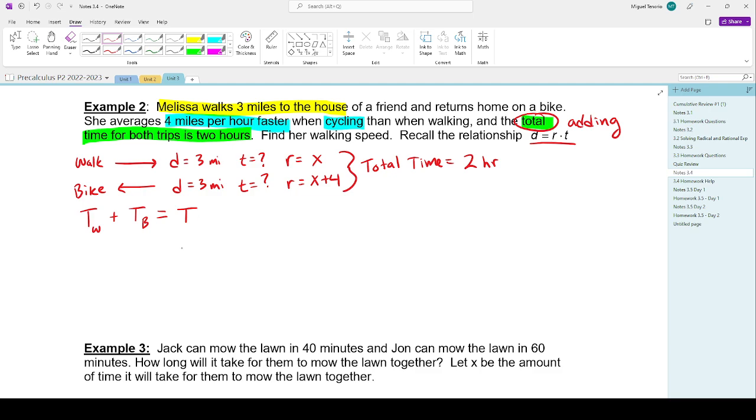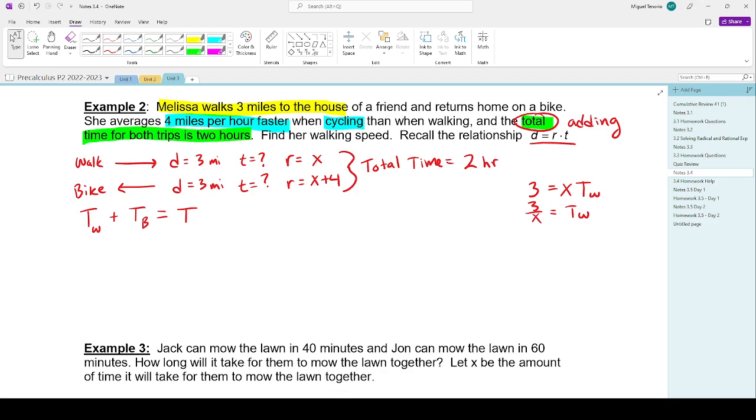So here's how we create the equation. I'm going to start off with my distance equation. We know that the distance was 3 miles, equals my rate of walking, which is X. Again, I don't know how long it took for my time, but we're going to call that TW, the time for walking. If I want to get the time for walking by itself, I just need to divide both sides by X. So TW is going to be 3 over X. All right, not too bad.